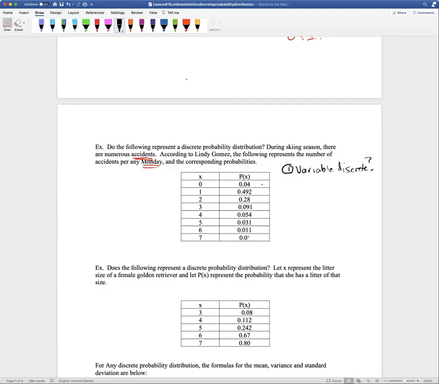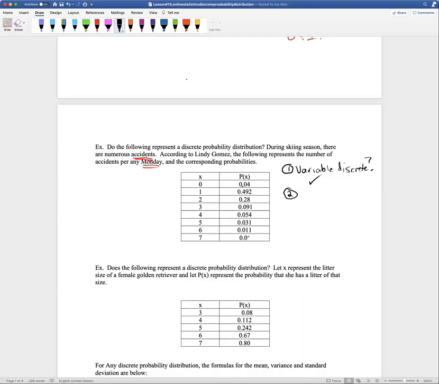Is our variable discrete? Well, are the number of accidents discrete? Sure, because you can count them on your fingers. We had 10 accidents, we had 2 accidents, we had 1 accident, we had 0 accidents, whatever it is. So yes, the variable is discrete. Now we want to check and make sure that each variable has an associated probability that's between 0 and 1.